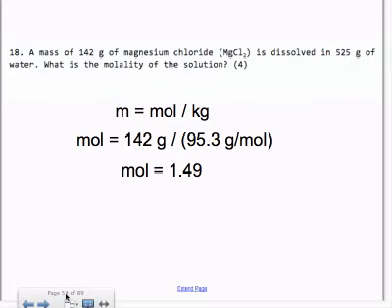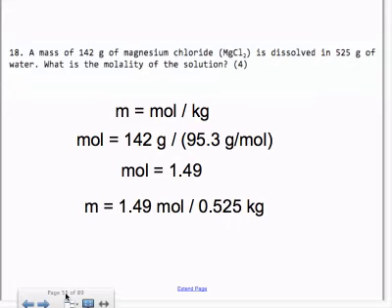And that gives us 1.49 moles of magnesium chloride, and it is dissolved in 525 grams, which, to get from grams to kilograms, just like going from milliliters to liters, we have to go 3 places to the left with the decimal. So 525 grams is 0.525 kilograms, and 1.49 divided by 0.525 is 2.84 molal. That's how we say that.